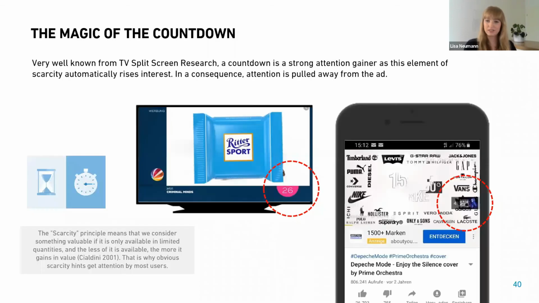So as I already said, the skip button with its countdown is a strong attention gainer. It raises interest and thus pulls attention away from the ad itself. And the principle behind this is called scarcity principle. And this means basically that limited things seem more valuable to us. And the countdown triggers exactly this feeling, and that's why the skip button with the countdown gets a lot of attention from the viewers.